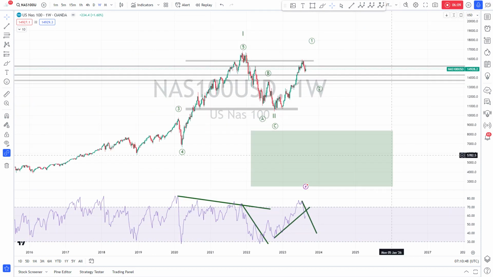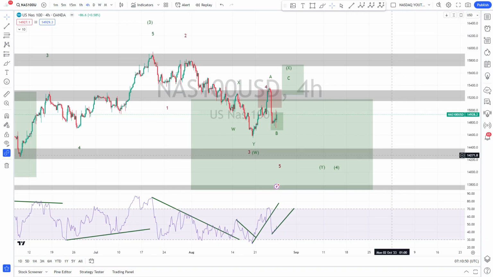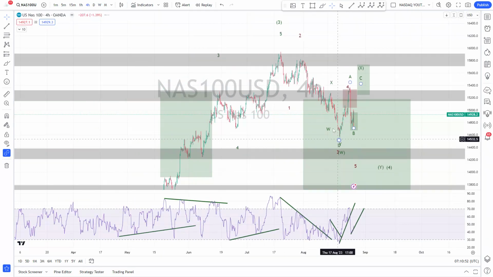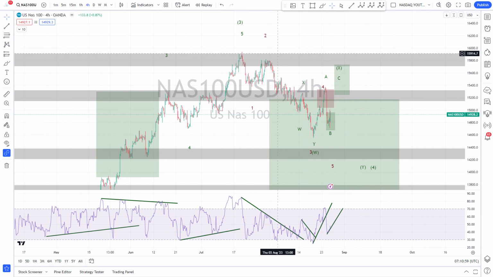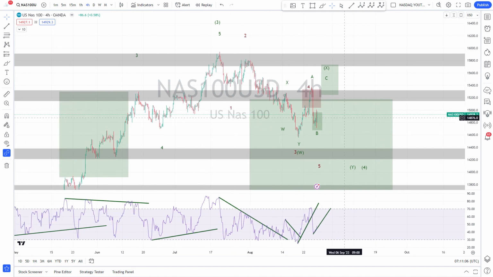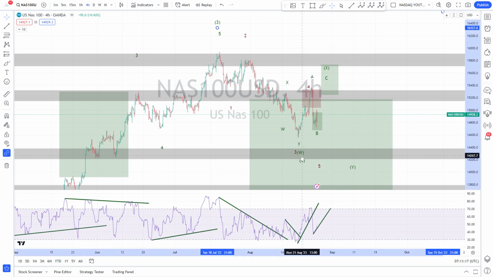So now let's have a look here at the 4-hour. This here is our wave 3 high. We are doing this pullback now. So the question is, what kind of wave 4 do we get? First of all, I have to say that this might already be our wave 4.